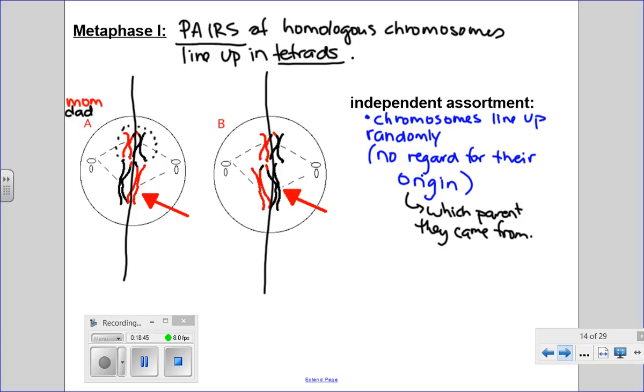Now those are the things that are distinctive. Metaphase generally is chromosomes lined up along the equator. You should always see centrioles, which are these guys, and you should always see the spindle fibers coming out, attaching to chromosomes that are lined up along the equator. So that part has not changed. What has changed is that they're pairs lining up in tetrads, and that there's independent assortment.